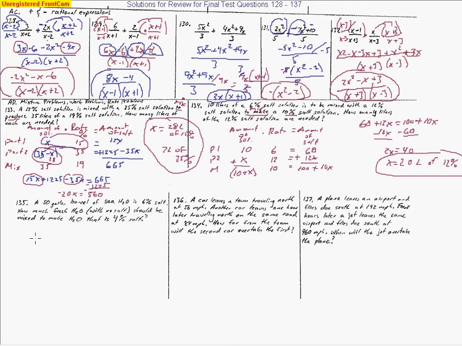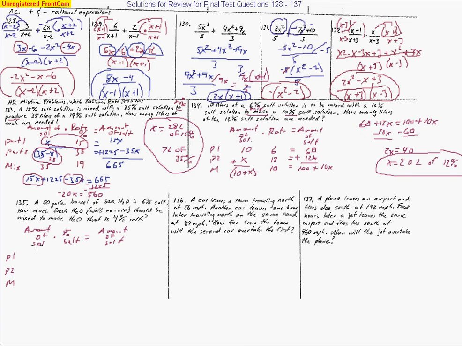Next problem, another mixture problem. Again, we'll start off with our chart, amount of solution. We're multiplying by another percentage of salt. And when we multiply that percentage of salt by the amount of solution, we get an amount of salt. And again, we have the same thing, part 1, part 2, and the mix. So let's go ahead and fill in our chart.